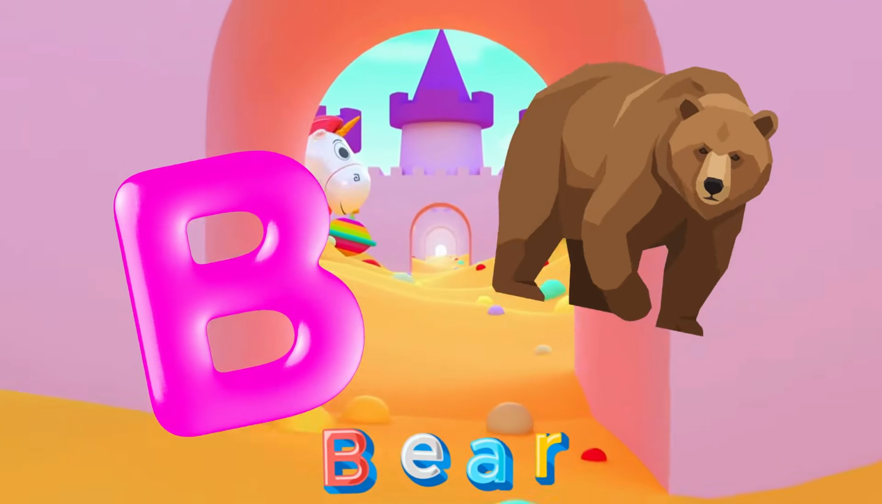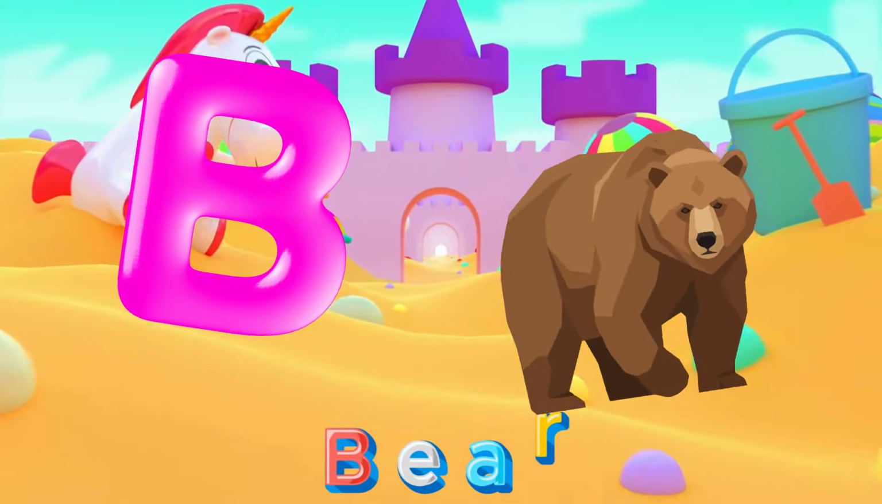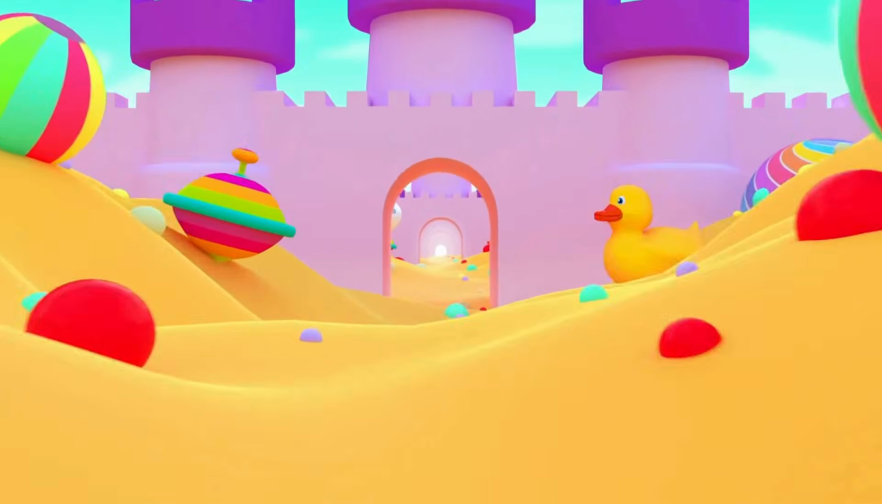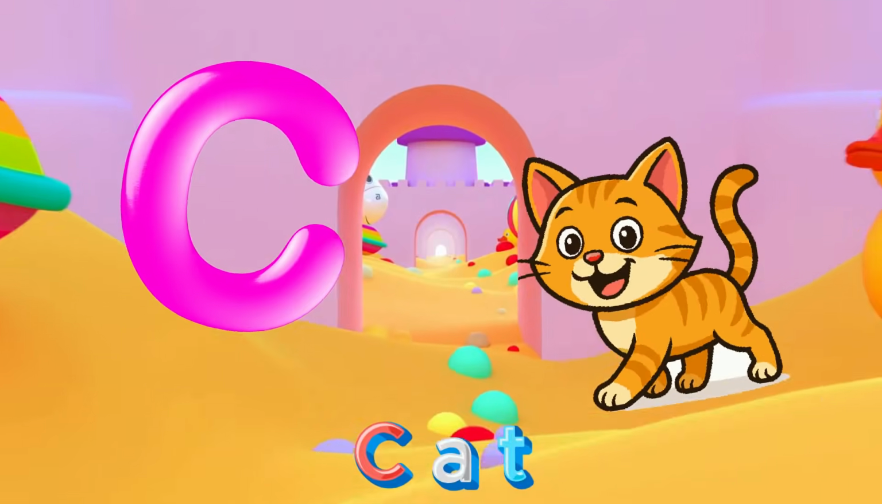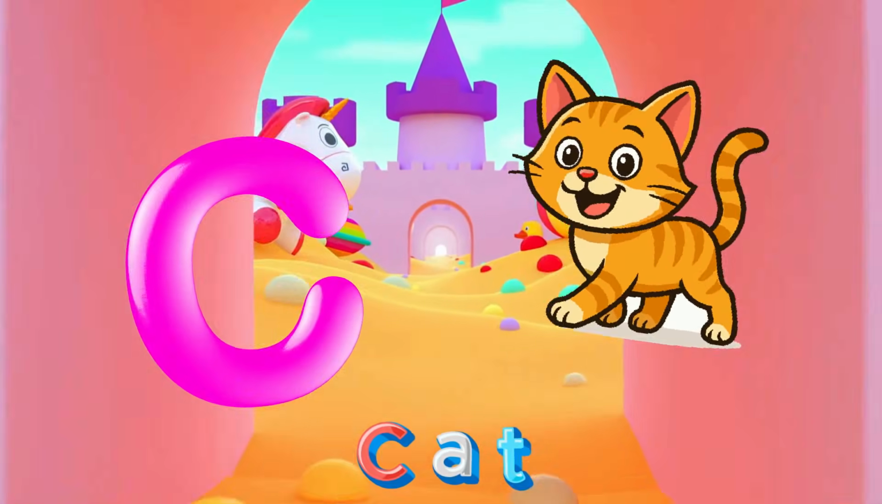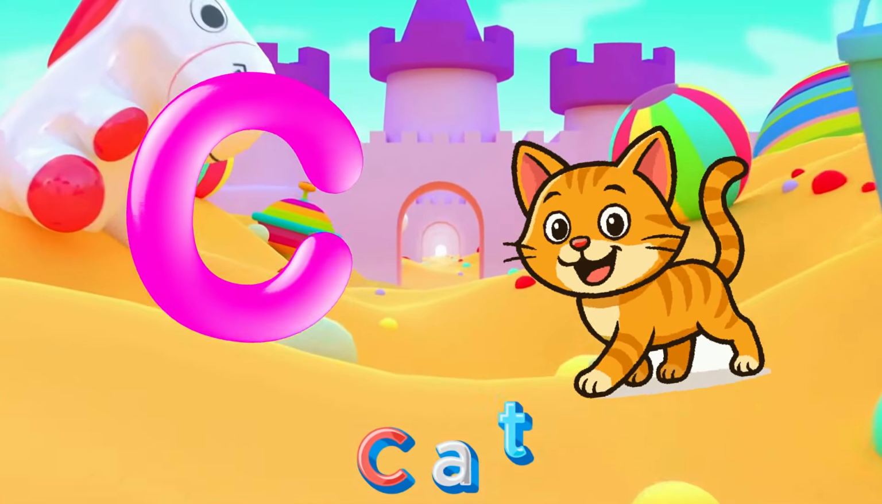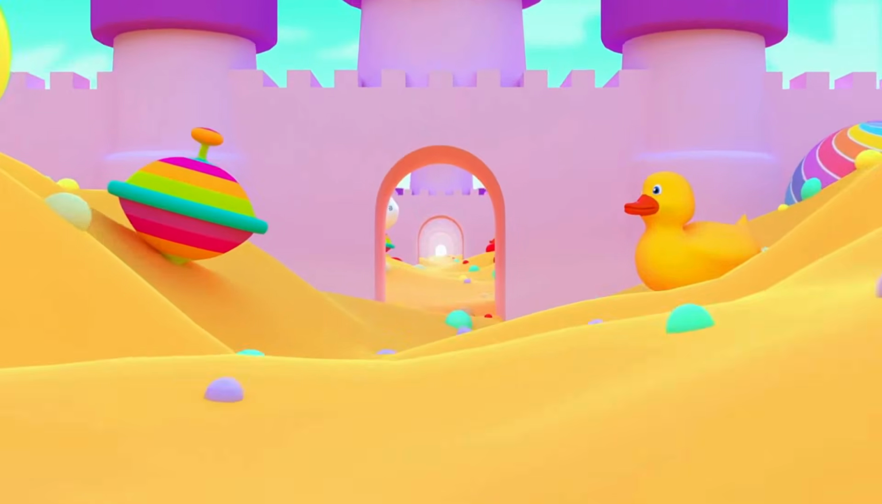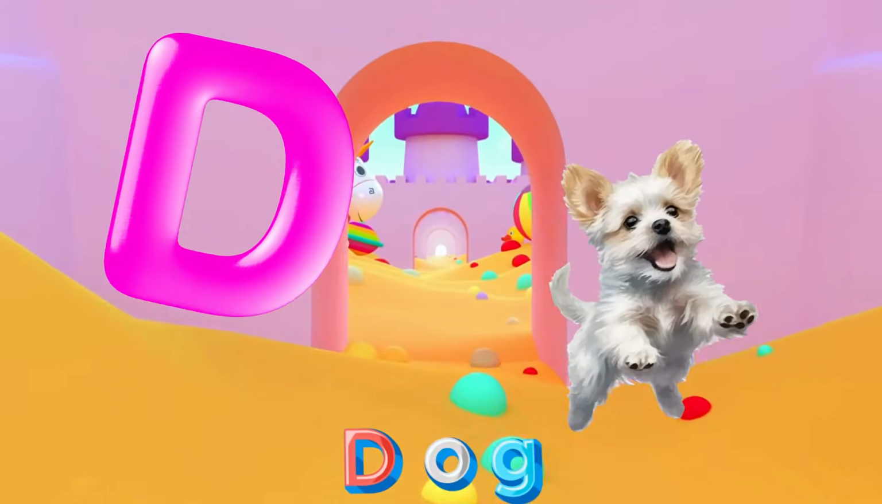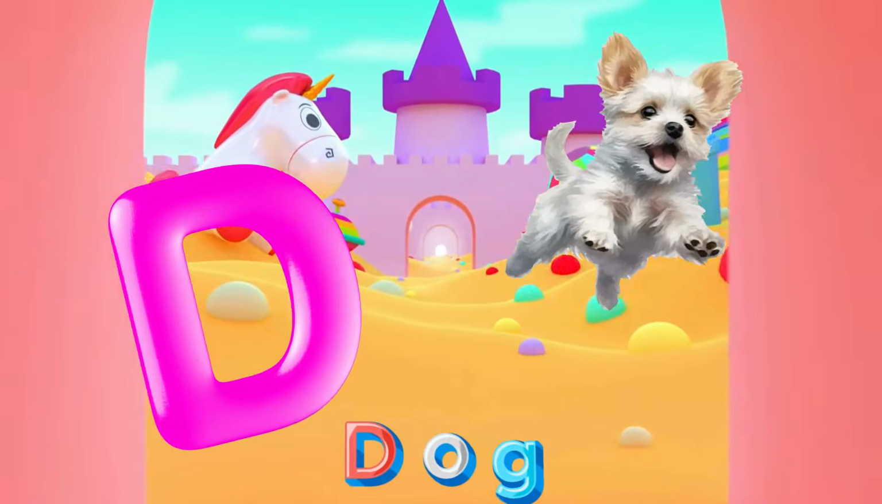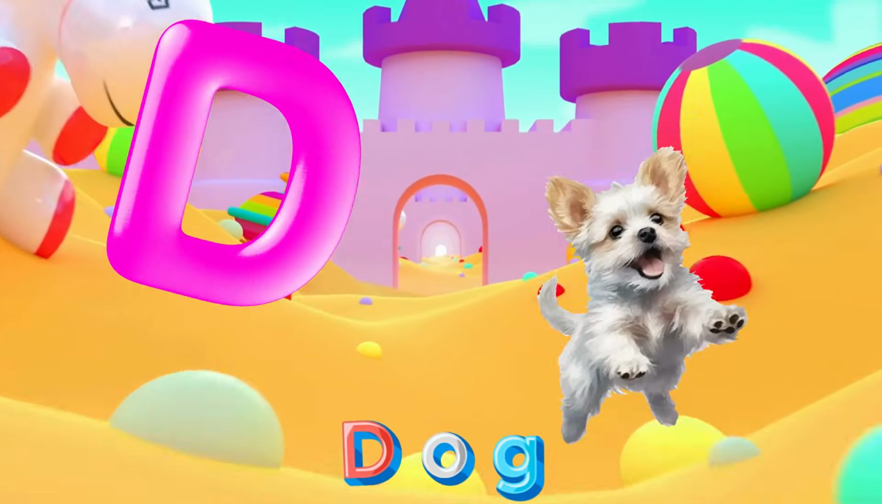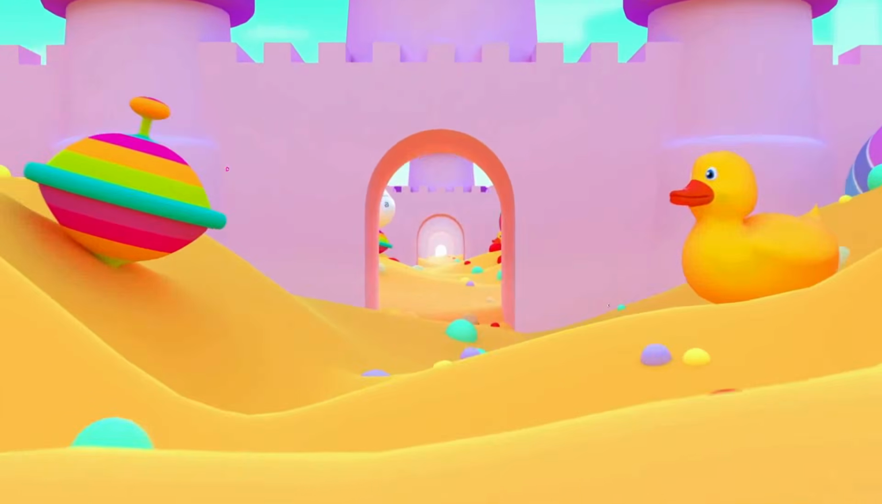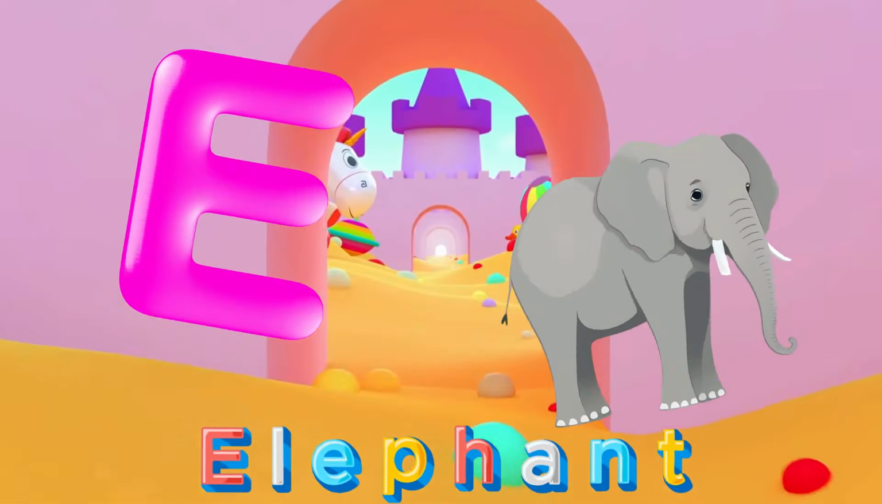B is for bear, bear. C is for cat, cat. D is for dog, dog. E is for elephant, elephant.